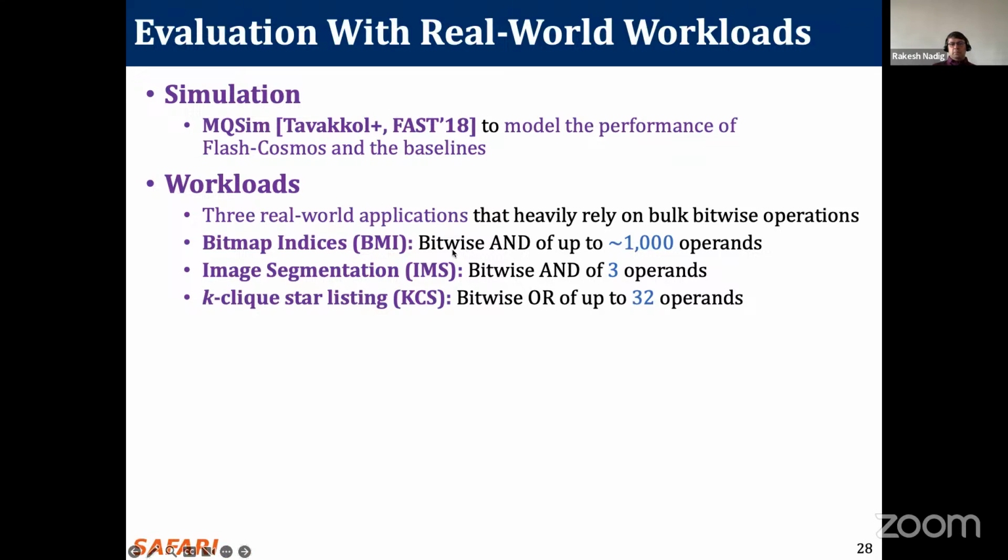So BMI typically performs a bitwise AND of up to 1,000 operands. In image segmentation, we have bitwise AND of 3 operands, but these operands are quite large, up to 44 gigabytes. And in k-clique star, the workload performs both bitwise AND and bitwise OR operations of up to 32 operands.